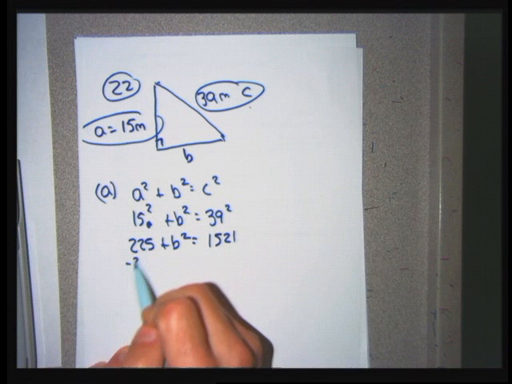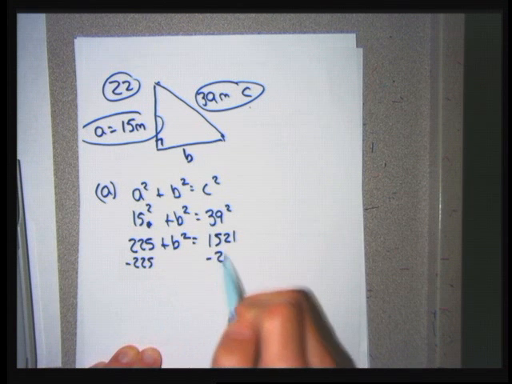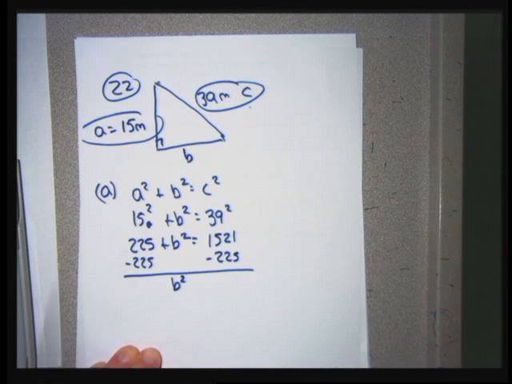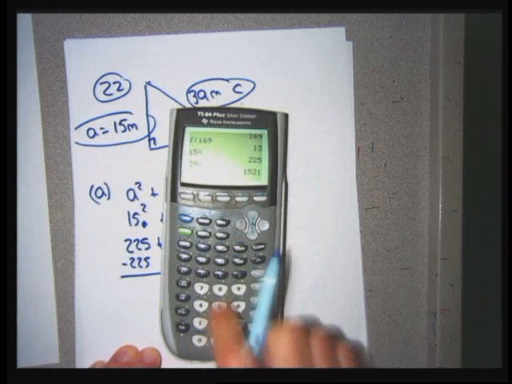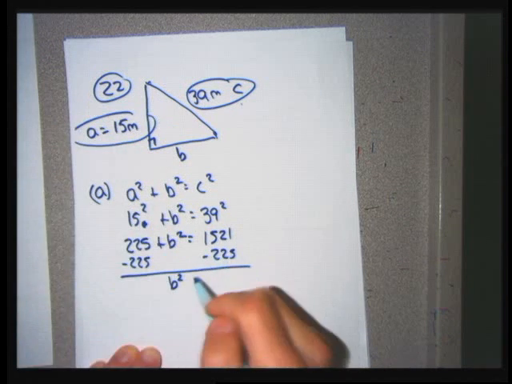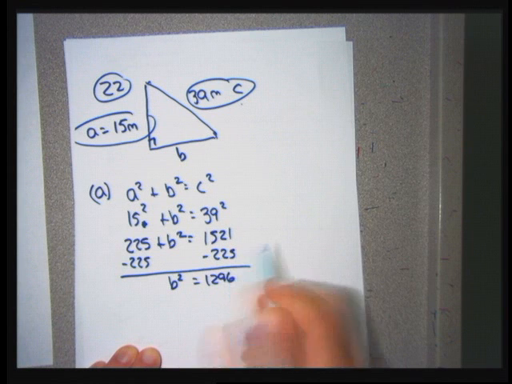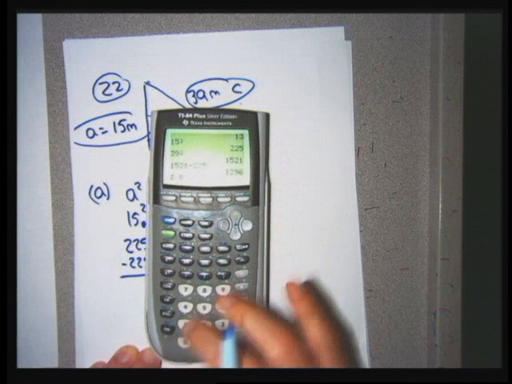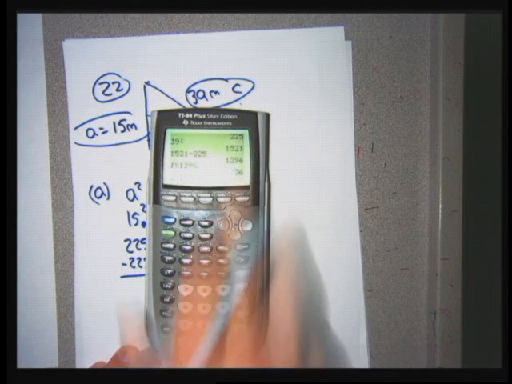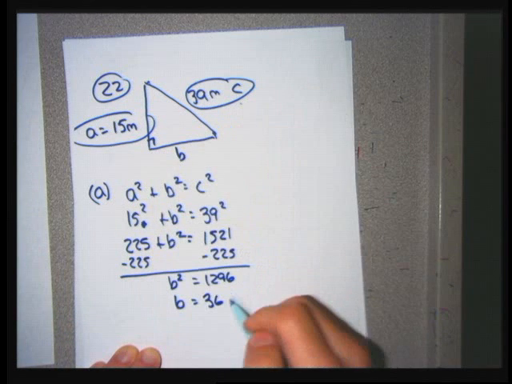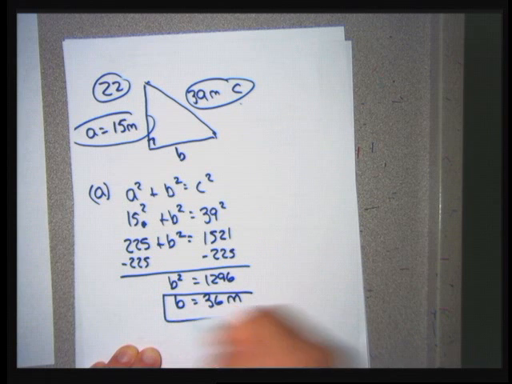I'm going to minus 225 from both sides. On the left side, if I minus 225, the 225s cancel. I'm left with b squared. On the right side, I have to go 1521 minus 225 to do that subtraction, and I get 1296. And then I'm going to take the square root of that. So I'm going to go second and x squared, type in 1296. I get 36 for my missing side. Because the other sides have units in meters, I'm going to say this side is in meters as well. So that's the hard part.